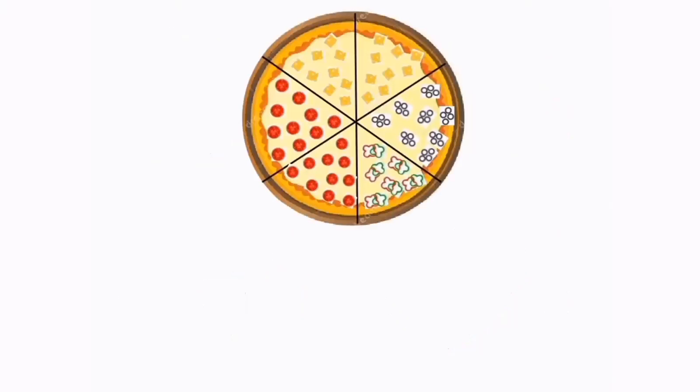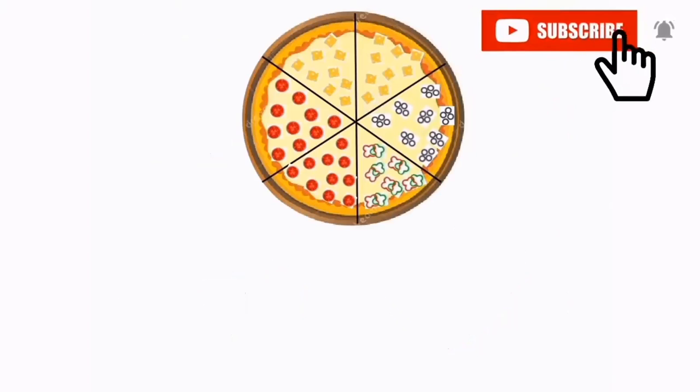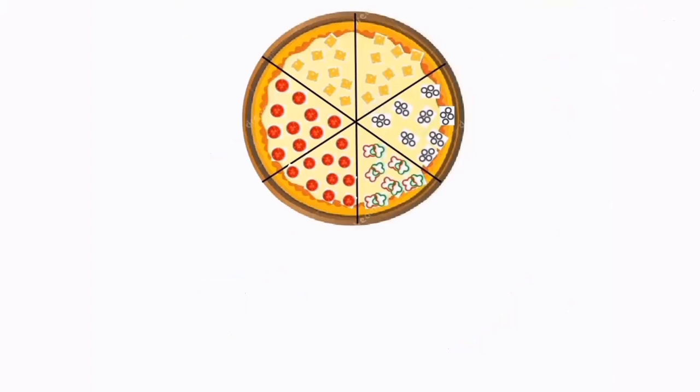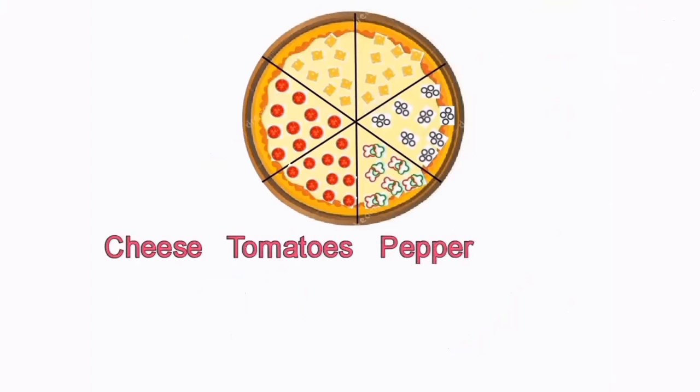Last example, kung meron tayong pizza na hinati sa 6 na parts at kung makikita natin dito, may mga toppings pero sila ay separated sa isa't isa. So, ang toppings natin ay cheese, tomatoes, pepper, and olives. Kung pangalanan natin yung parte na may cheese, pwede nating sabihin na ito ay 2/6 dahil dalawang parte ng isang buo ay cheese ang toppings.